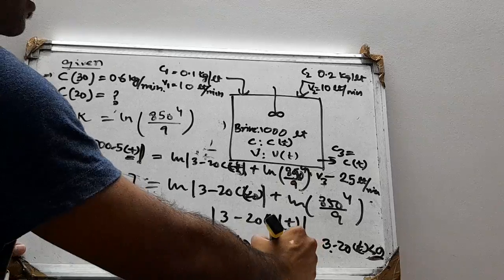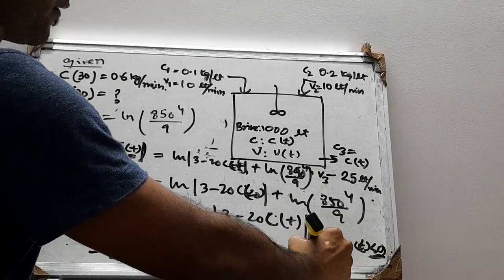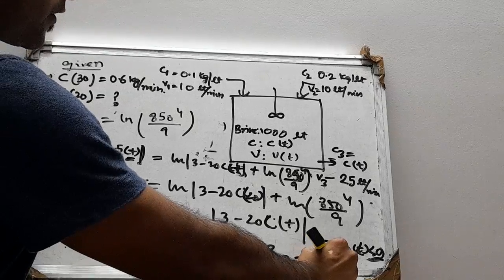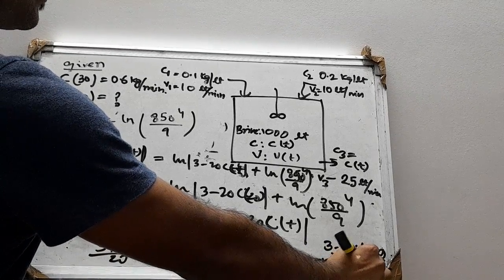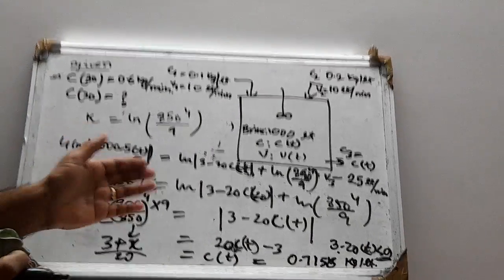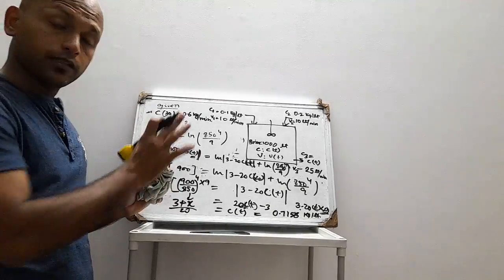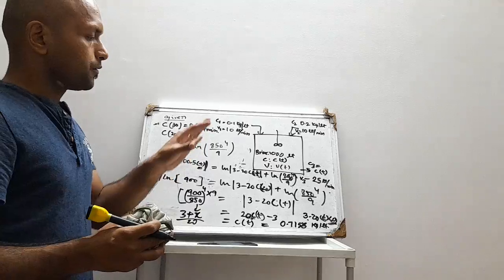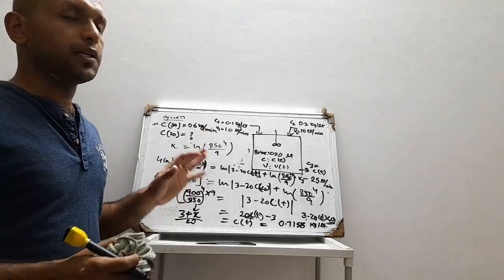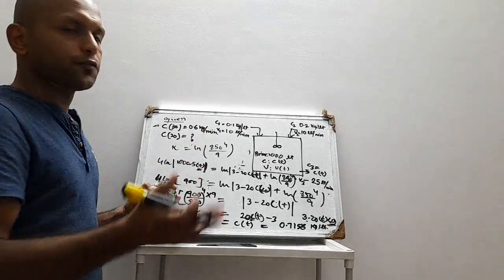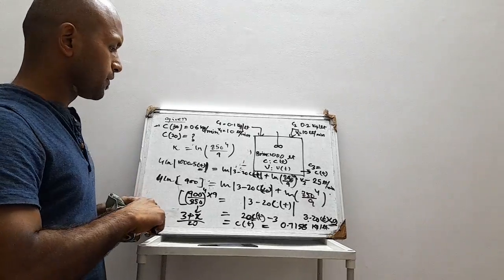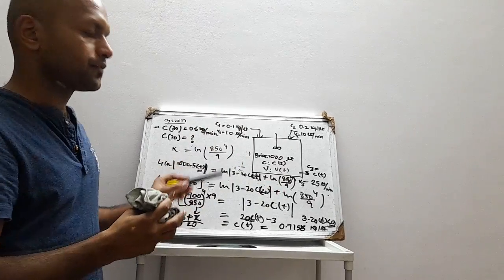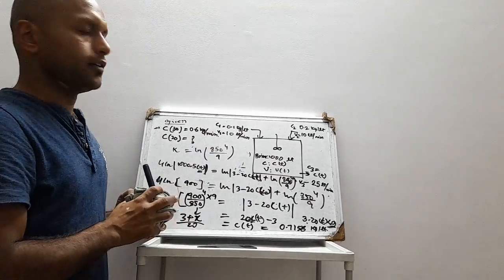So this gives us the value of 0.7156 kg per liter. I hope the way I have solved the question, every step is clear. In case of any doubt, please put it in a comment. And because of the scarcity of place, I have skipped some steps. Thank you.